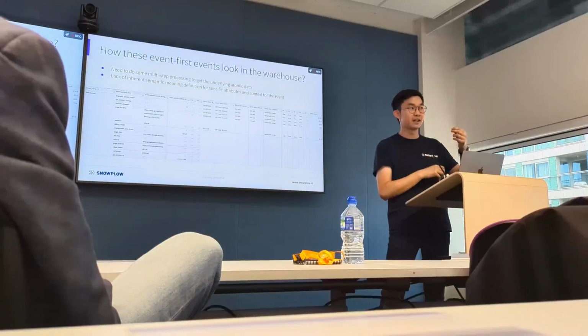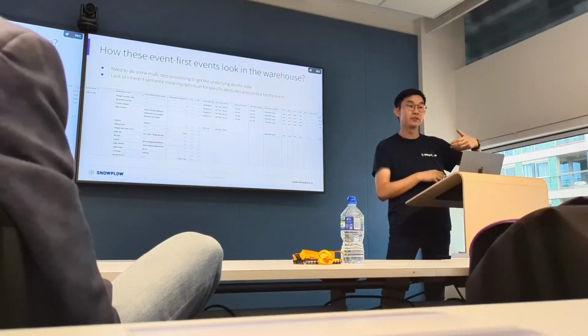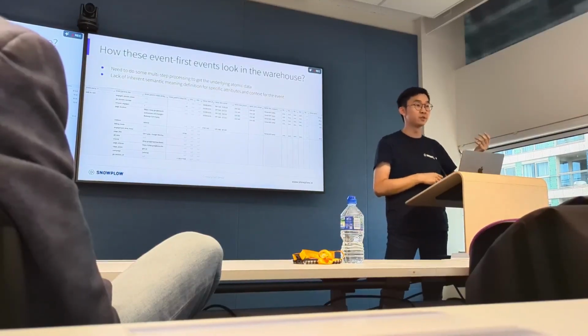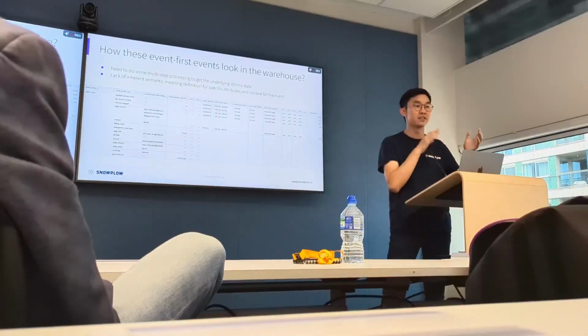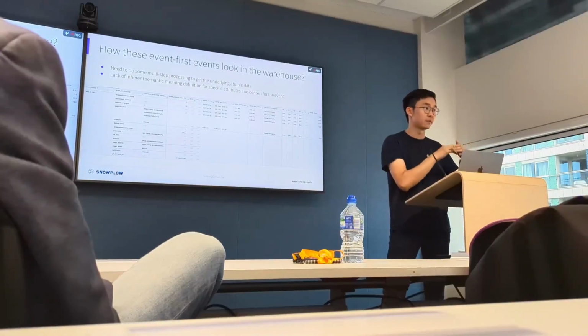So if you were looking at a key within that column for the event property, you don't really know what it relates to or what it means without having to reference other columns or other values in that particular row.